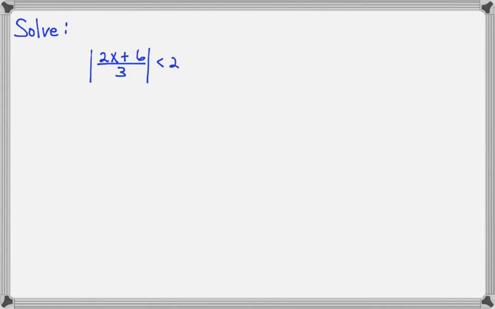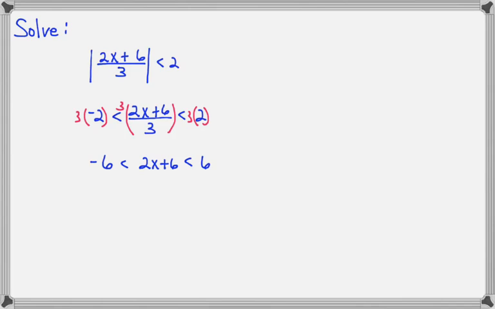Okay, here's another one. And notice it is a less than problem. So with less than problems, we copy what's inside the bars, we put less thans on both ends, and we put the positive and negative of this number on both ends. So negative 2 is less than (2x plus 6) over 3, which is less than 2. Now you know if this were an equation, you'd just multiply everything by 3. So let's do that to clear out that denominator. And that will get us negative 6 is less than 2x plus 6, which is less than positive 6.